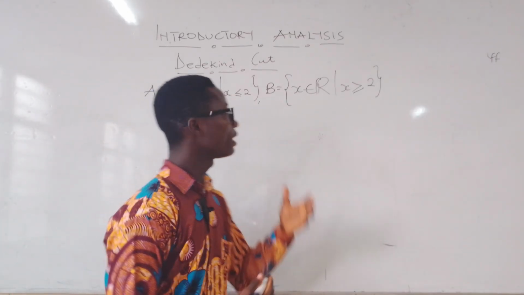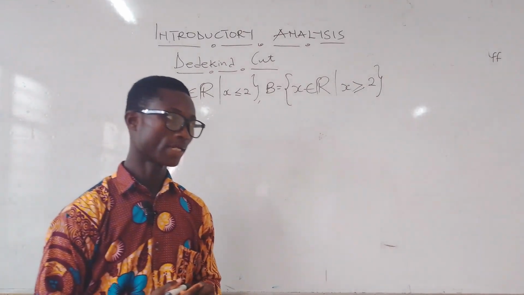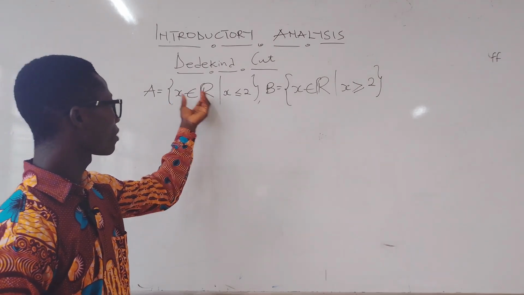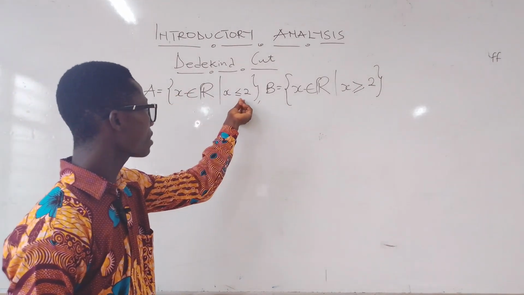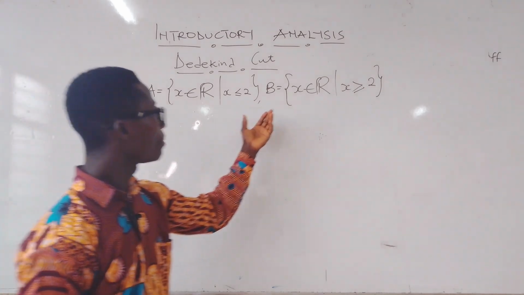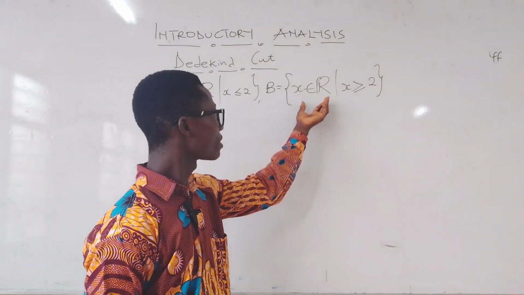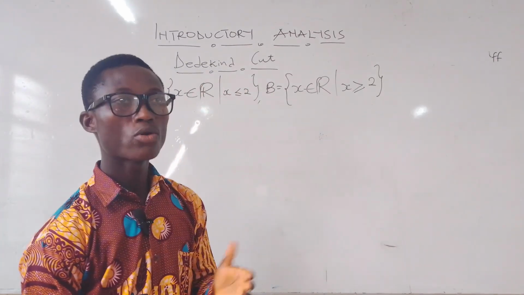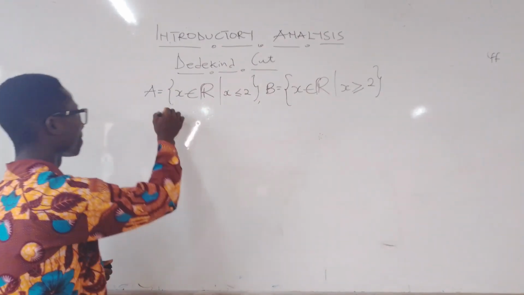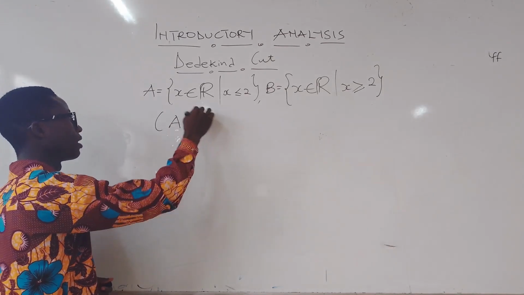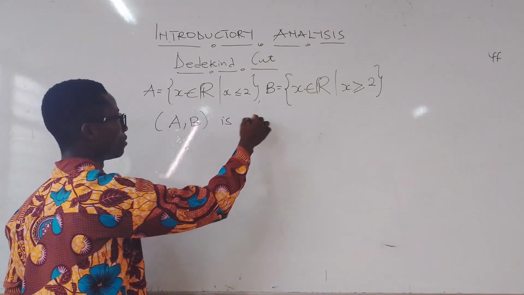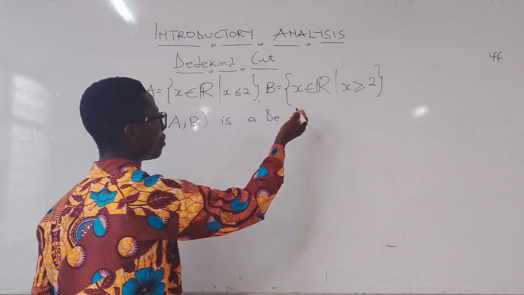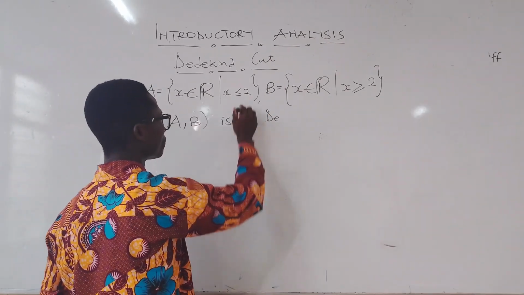Anyways, now this is our first example under Dedekind. The question gives us A is equal to x belongs to the set of real numbers such that x is less than or equal to 2, and B is equal to x also belongs to the set of real numbers such that x is greater than or equal to 0. Now we are going to show whether the ordered pair A, B is a Dedekind cut.